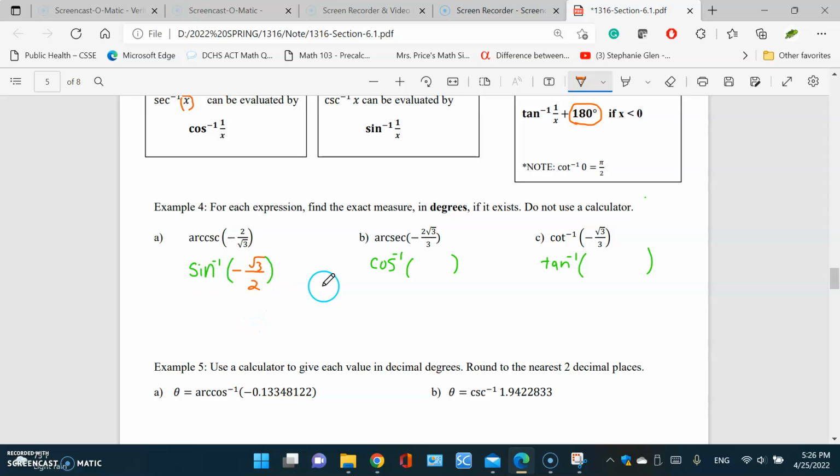Now, if you consider the sine inverse function, we only deal with quadrant 1 and quadrant 4. Negative root 3 over 2 indicates it is on quadrant 4. So when you have the negative root 3 over 2 on quadrant 4, it would be negative pi over 3. So your arc cosecant would be negative pi over 3.